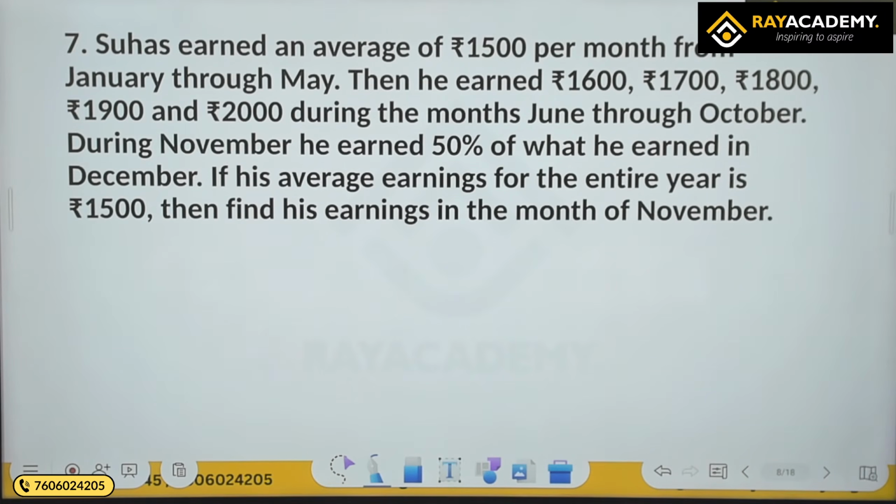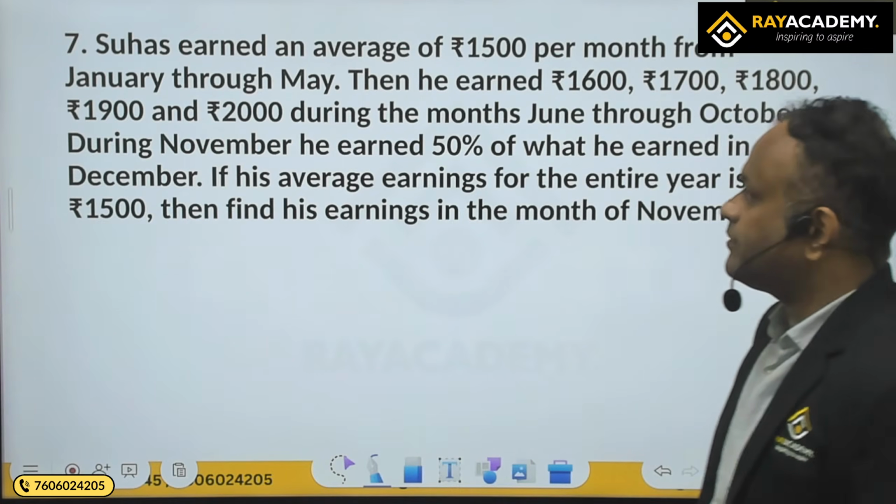Next question, let's say question number 7. Suhas earned an average of 1500 rupees per month from January through May. Then he earned 1600, 1700, 1800, 1900, 2000 during the months of June through October. During November, he earned 50% of what he earned in December. If his average earning for the entire year is 1500, then find his earnings in the month of November. This is a mixture of average and percentage.